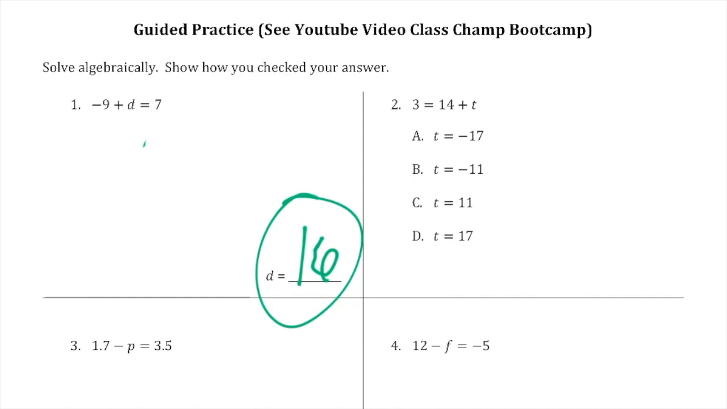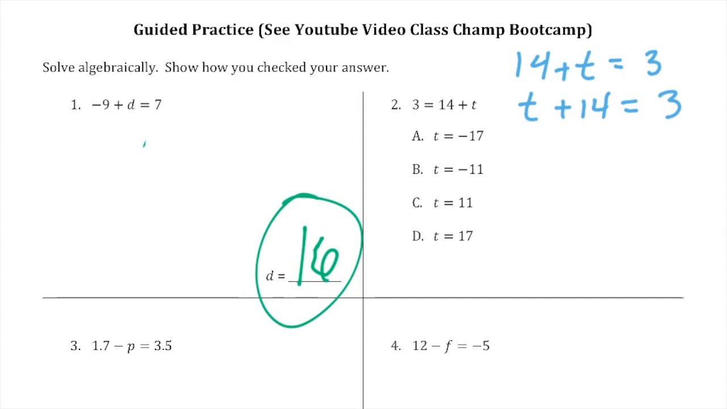So for question number 2, we have 3 equals 14 plus t. I'm going to flip this equation because I'm used to the variable being on the other side of the equation. And when I flip it, I get 14 plus t is equal to 3. I also immediately noticed that this equation is not in standard form, and so I'm going to rewrite it using the commutative property because it's already an addition sentence as t plus 14 is equal to 3.